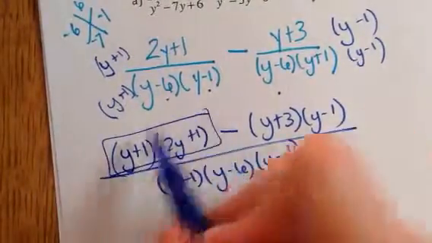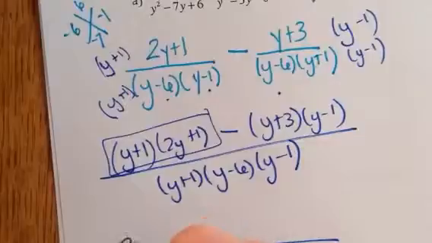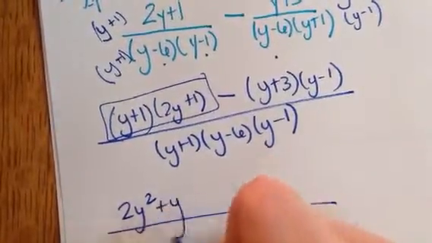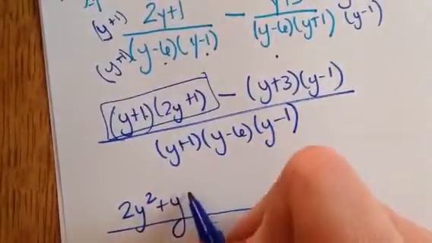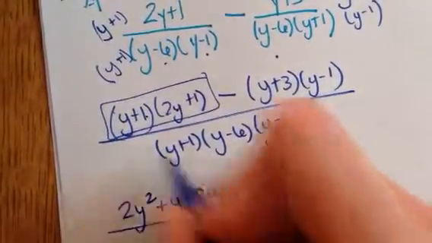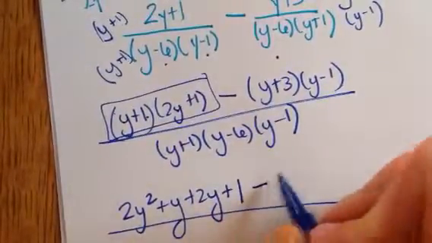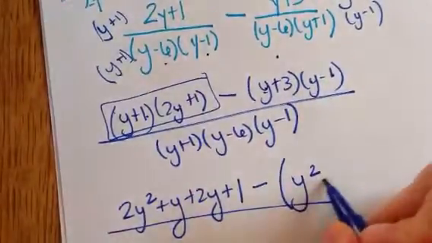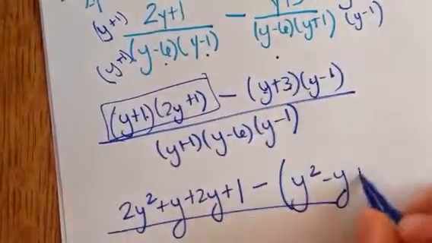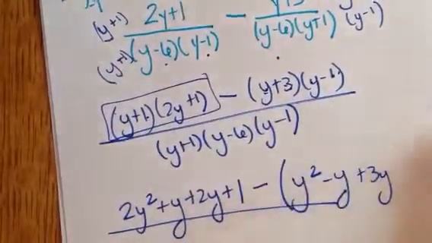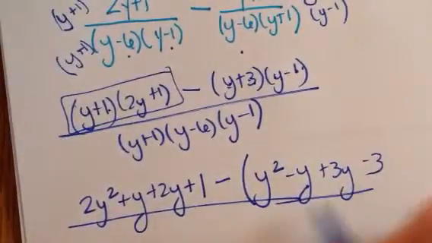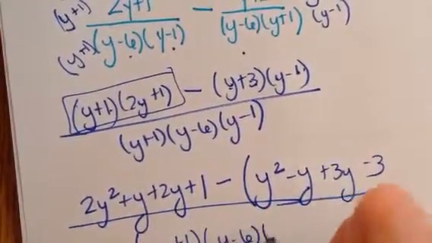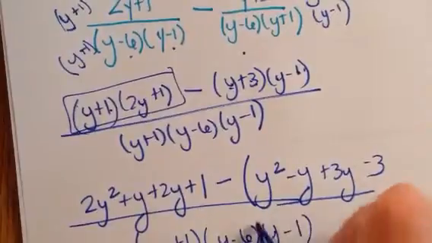Start by multiplying. Y times 2y would be 2y squared. Y times 1 would give me y. 1 times 2y would give me 2y, and 1 times 1 is 1. Minus y times y is y squared. Y times negative 1 would be negative y. 3 times y is 3y, and 3 times negative 1 is negative 3, over y plus 1, y minus 6, y minus 1.